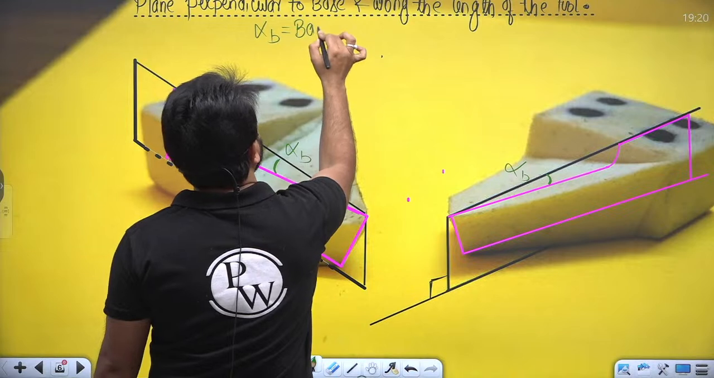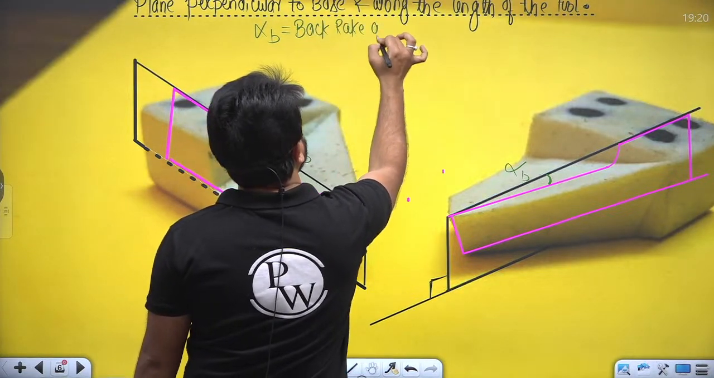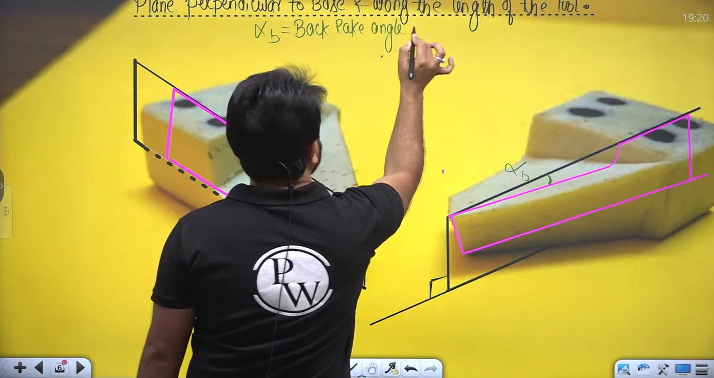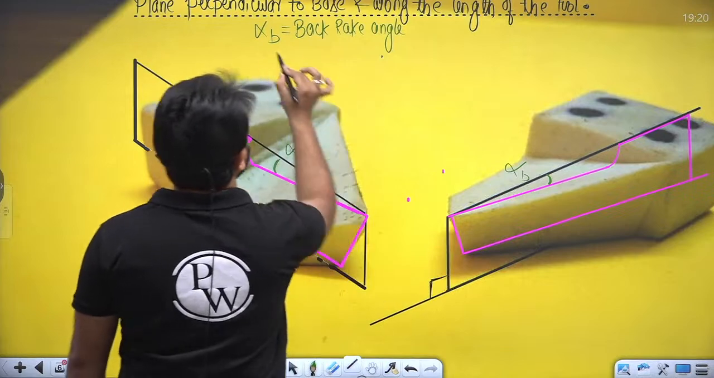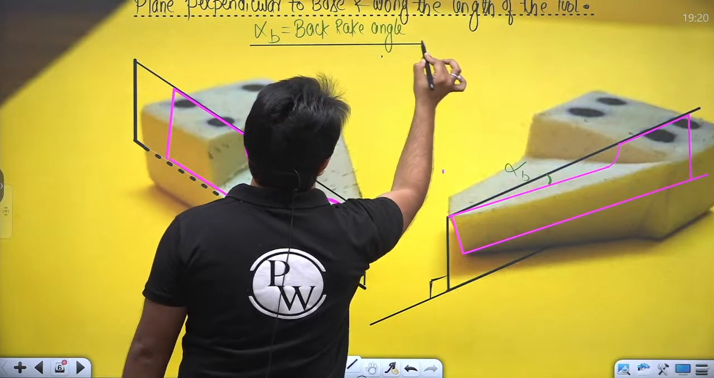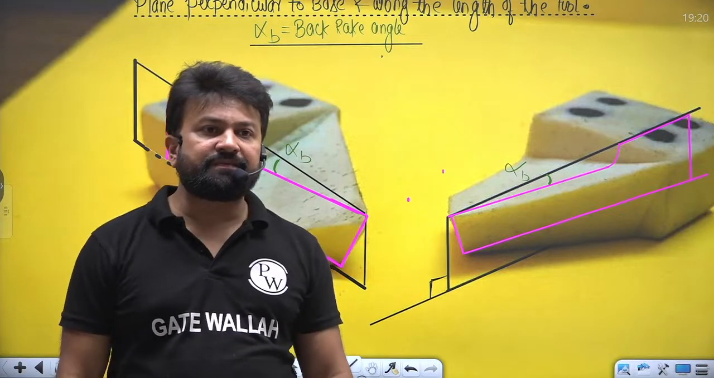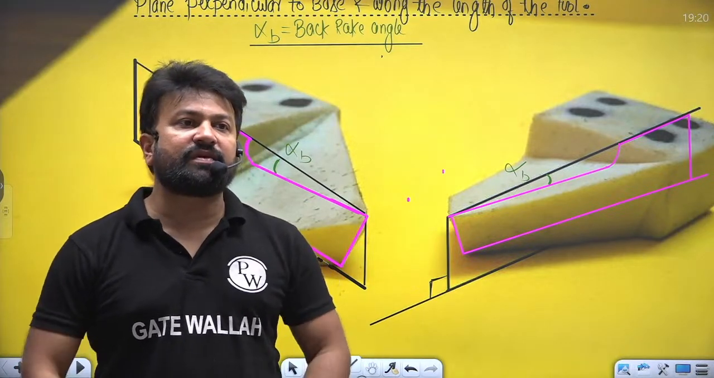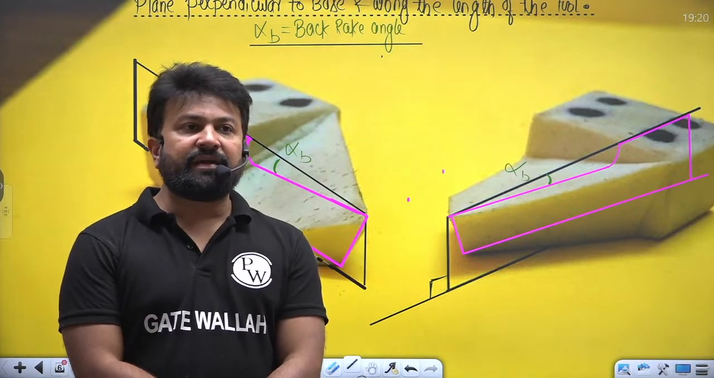It is a back rake angle. Yes or no? It is a back rake angle. Is that angle clear? Back rake angle is clear to everybody? Tell me, yes or no? Are Baba, tell me, back rake angle is clear to everybody?